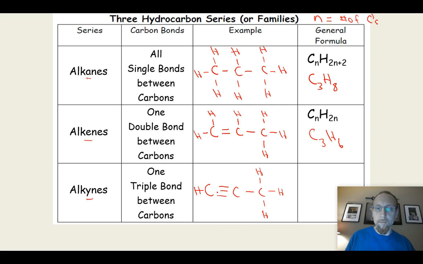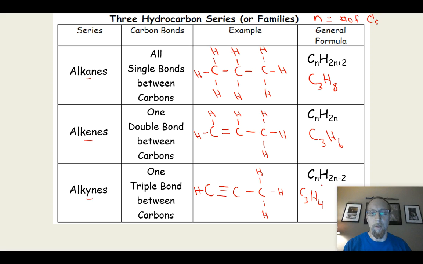So now look what happened. We lost 2 more H's. So my general formula is just 2n minus 2 now. So that would be C3H, 2 times 3 is 6 minus 2 is 4. So it's now C3H4. And if we count 1, 2, 3, 4, right?